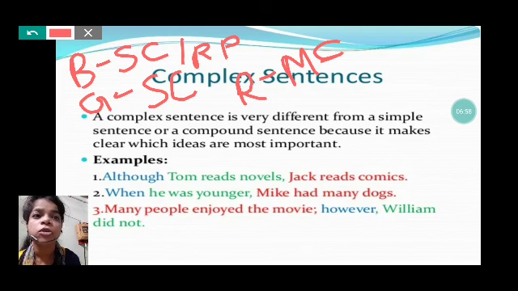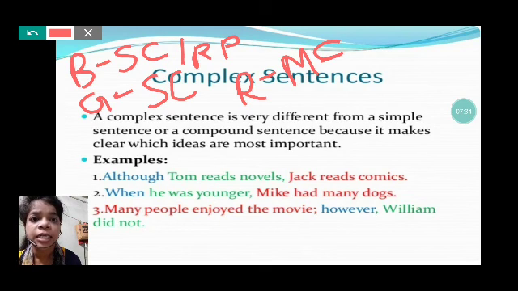Okay, now although Tom reads novels, Jack reads comics. So Jack reads comics, that is independent, it doesn't need anyone to make its meaning clear. But although Tom reads novels, this is an incomplete sentence, that's why it is called a subordinate clause. When he was younger, Mike had many dogs. Again, when is what? Relative pronoun. He was younger, subordinate clause, and Mike had many dogs, main clause.